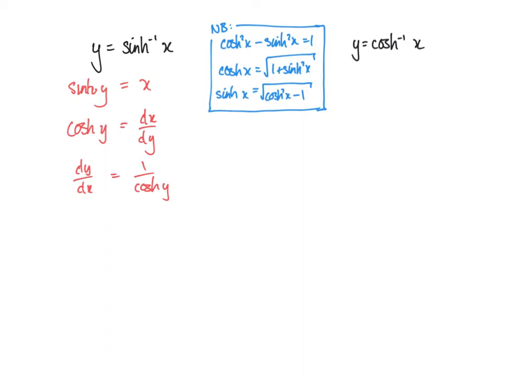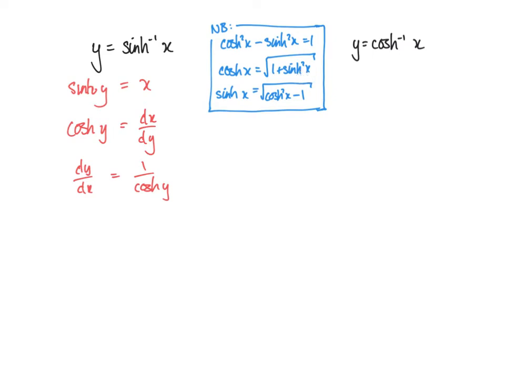But this cosh y, we want it in terms of x. We don't want it in terms of y. If we're differentiating inverse sinh of x, we want our answer to be in terms of x, not in terms of y. And this is where our identities come in. We know that cosh squared x minus sinh squared x is equal to 1. Now, if we want to find out what cosh x is, then cosh squared is 1 plus sinh squared, and so cosh x is equal to the square root of 1 plus sinh squared x.